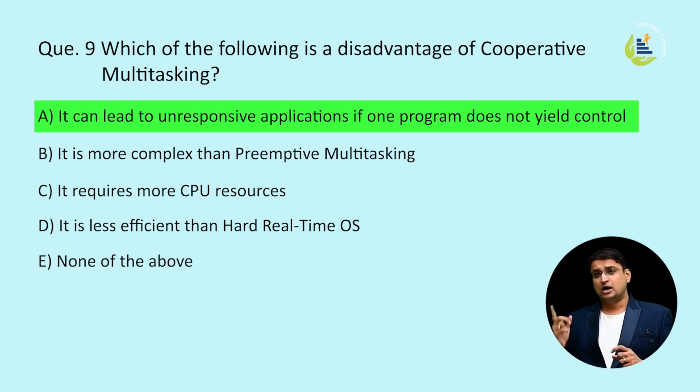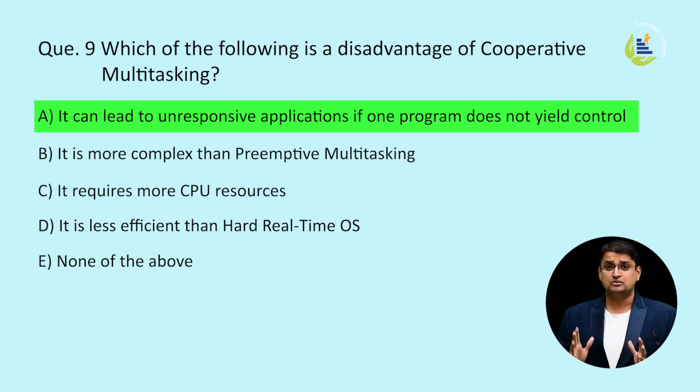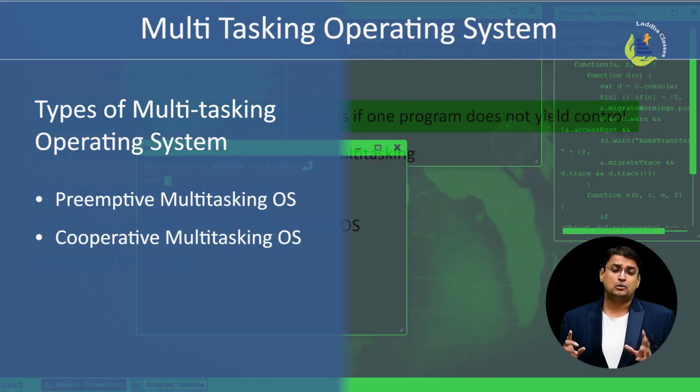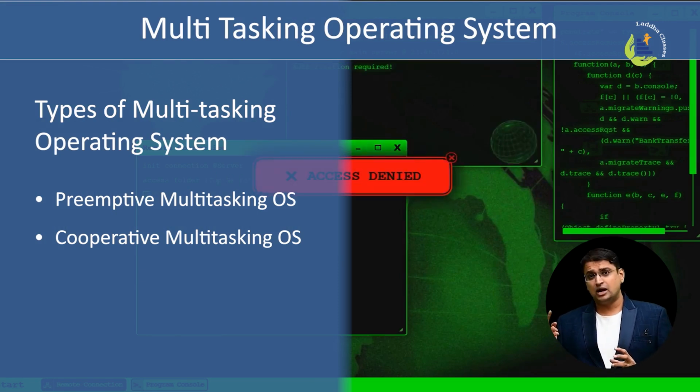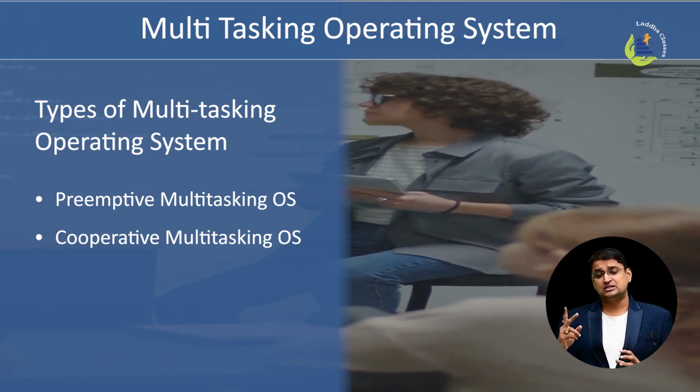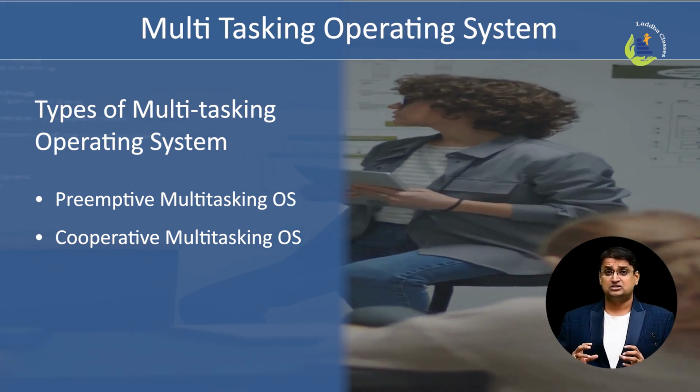It can lead to unresponsive applications if one program does not yield control. Because in cooperative multitasking, each process must voluntarily yield control of the CPU to allow other tasks to run.